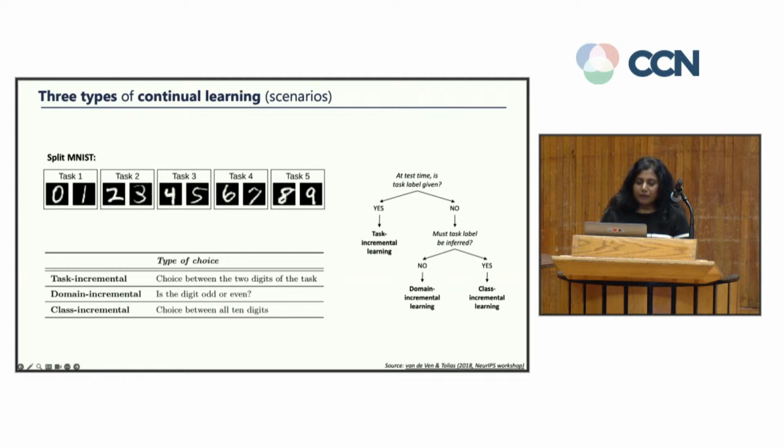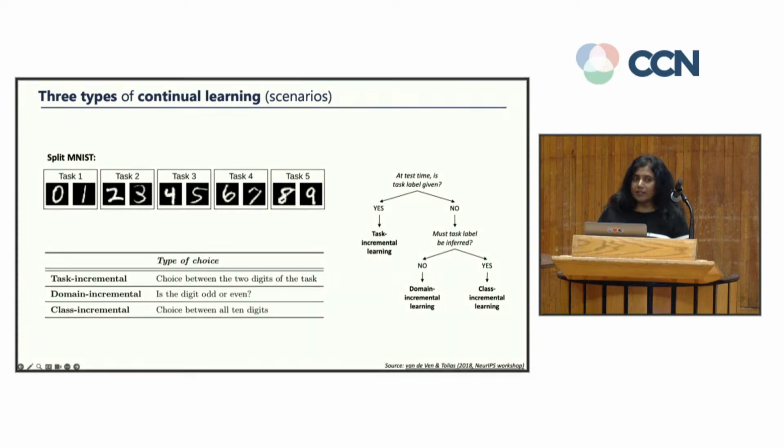So if we look at task incremental learning, in this specific example of the split MNIST, the choice is for the network to choose the digits from a known task. So in this case, for task 1, it should be able to identify between 0 and 1, or task 2 between 2 and 3. And it's often considered a trivial problem in the continual learning scenarios.